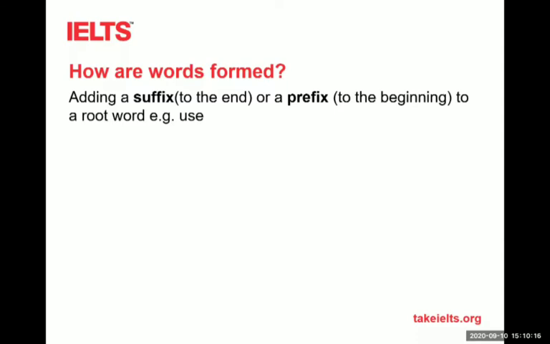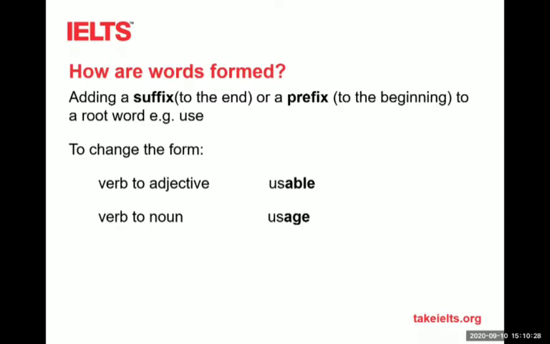Okay. The example that I'm going to use with you for the next few activities is use. So the root word we're going to be looking at is use. So we can change the form of use by adding something to the end, by adding a suffix. We can change it from a verb to an adjective, usable, from a verb to a noun, usage. We can also change the meaning by adding a prefix, like misuse and abuse. Okay? So suffixes and prefixes we can add to words to change the form and to change the meaning.